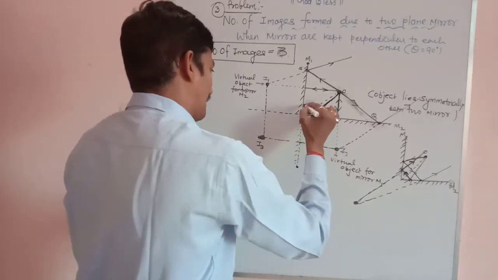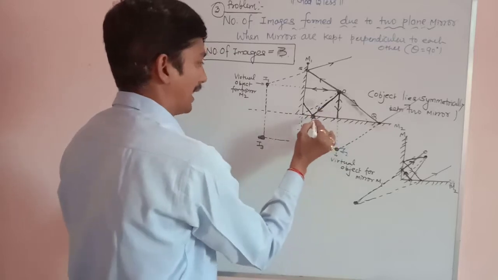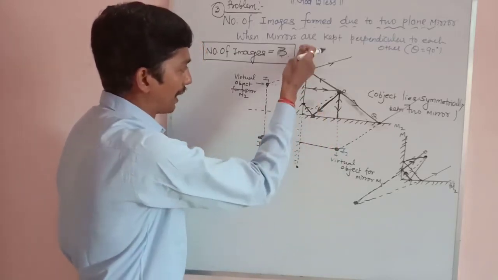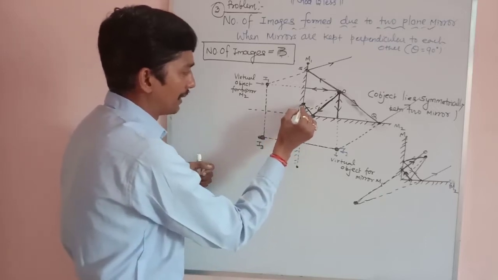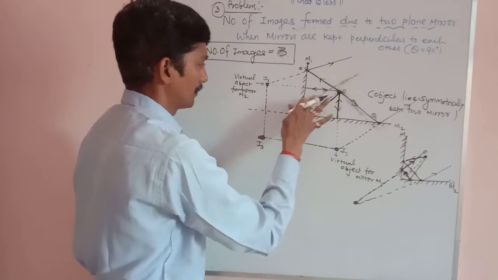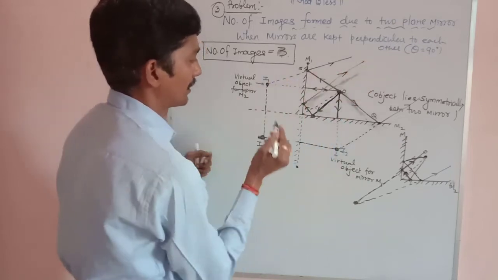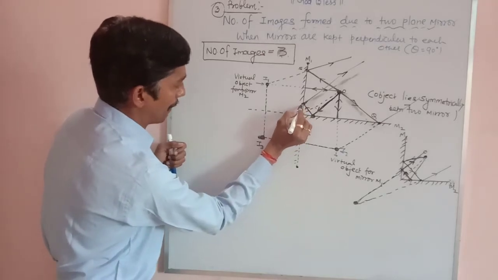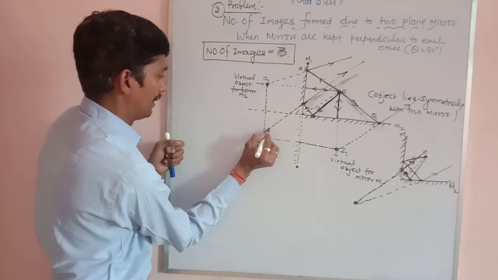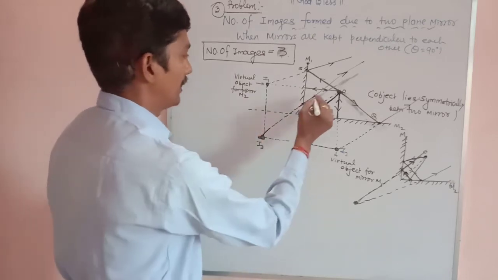From here it goes like this, because the mirror will reflect, so it is incident here, from here it goes here, and then it is incident on this mirror. Now from this mirror it will go like this, like this, and it will come at the back and it will meet at point I3. You can draw like this. You can see.